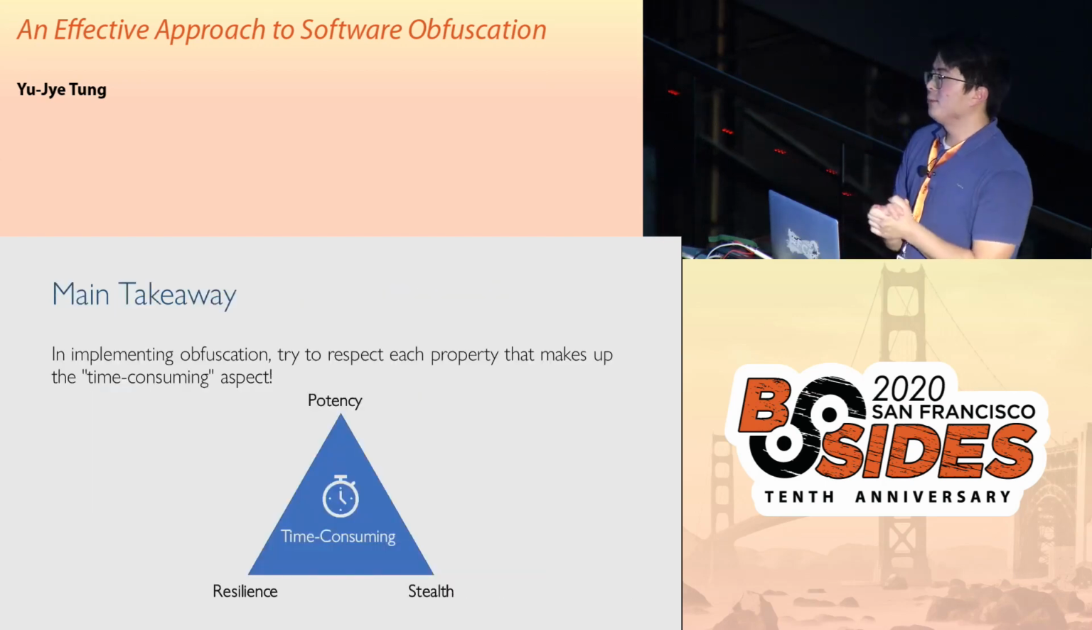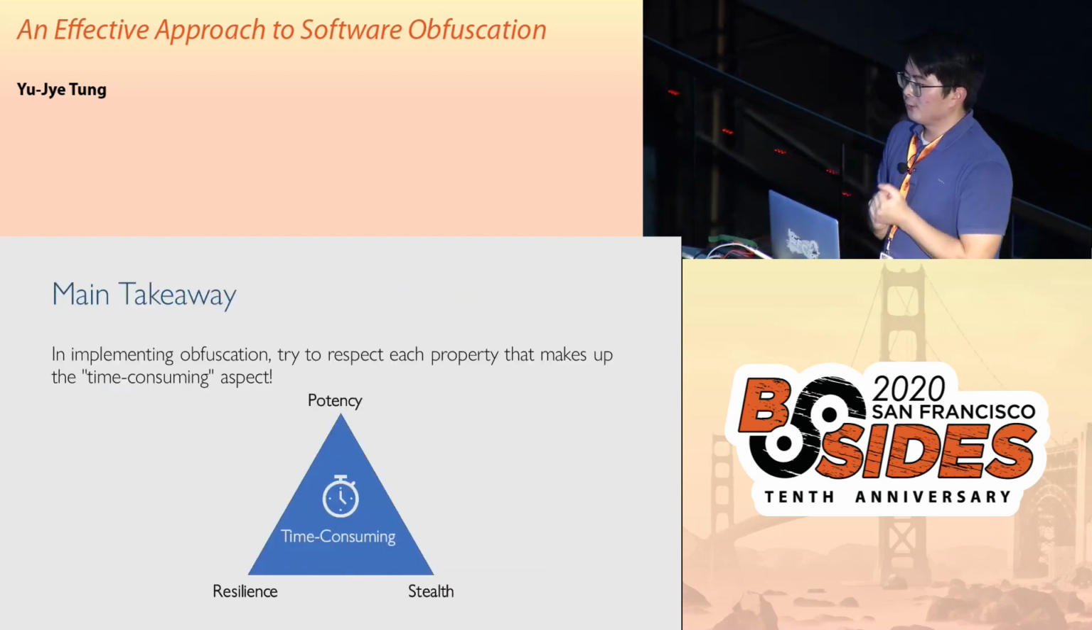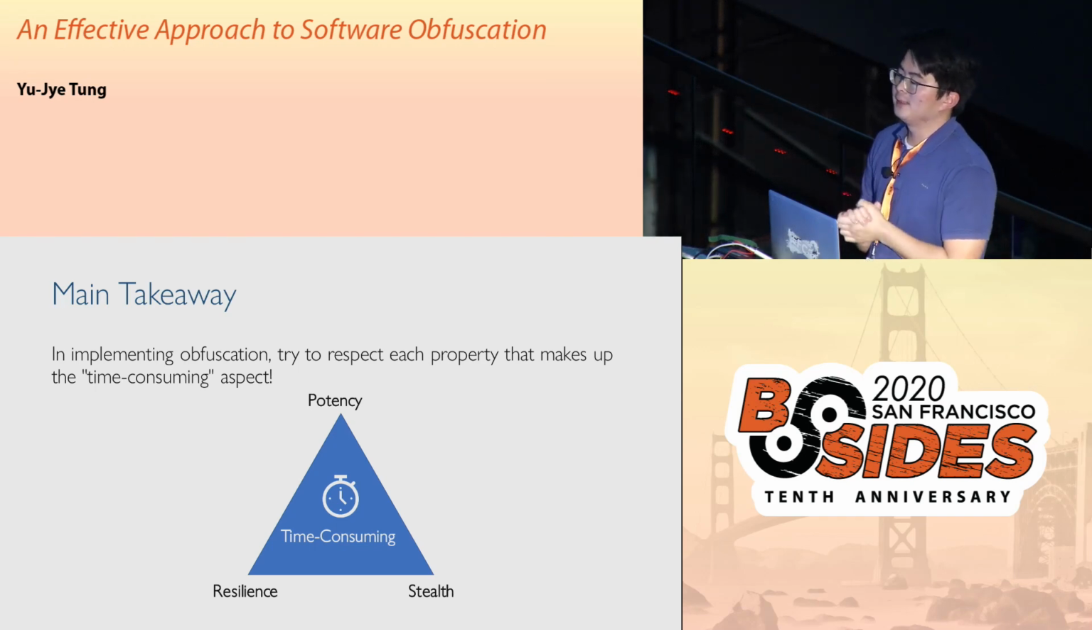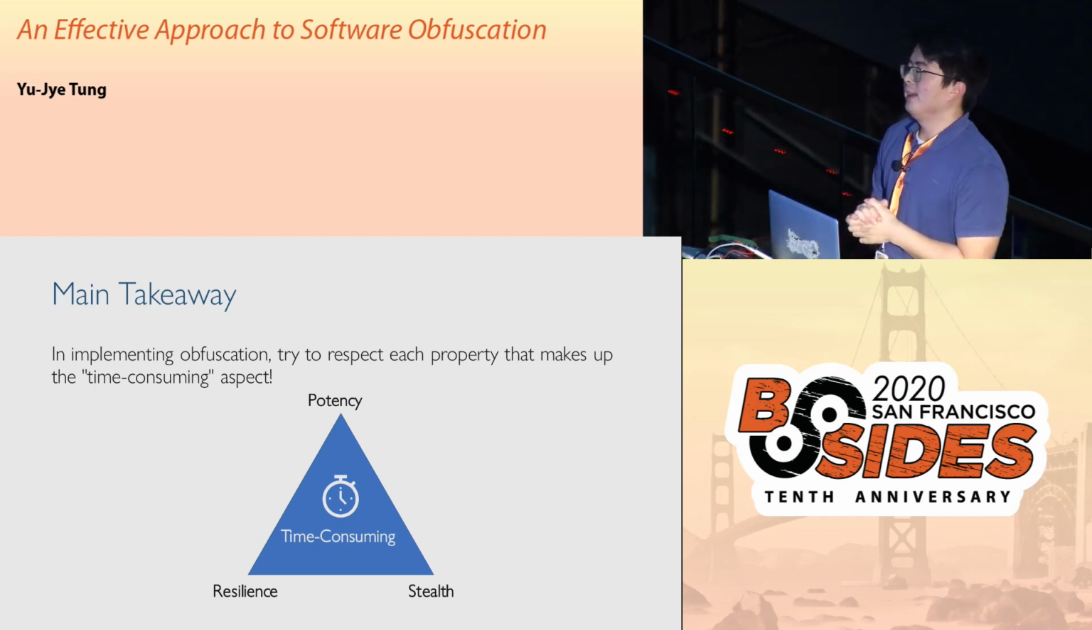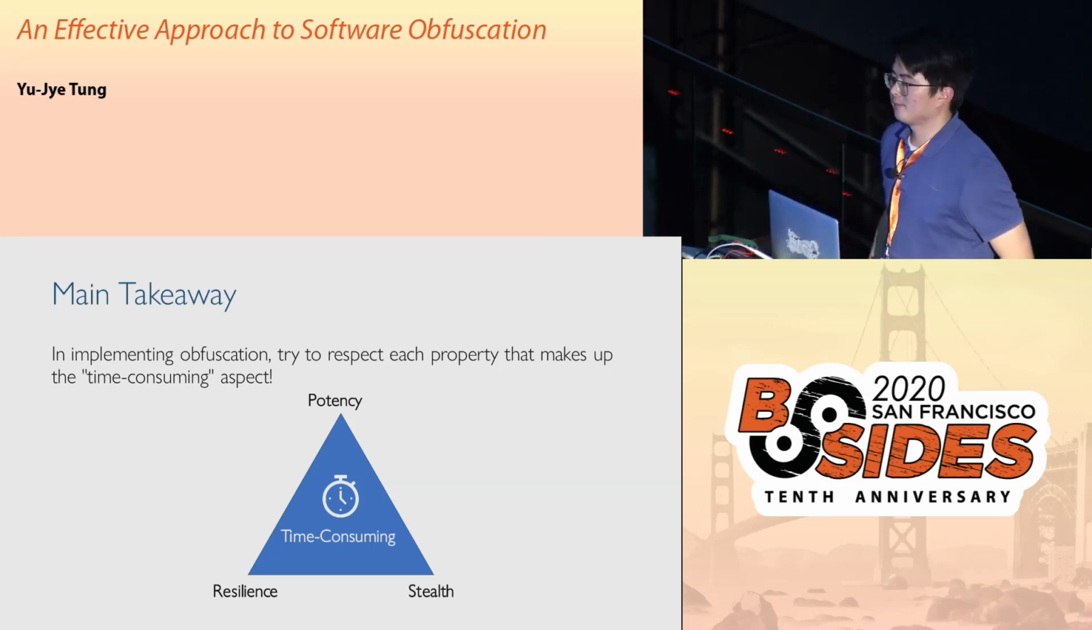So in summary, when trying to implement obfuscation, try to respect each property that makes up this time-consuming aspect. Right now the focus has only been on the potency and resilience properties, but we should also focus on the stealth property because it is equally as important. Thank you.